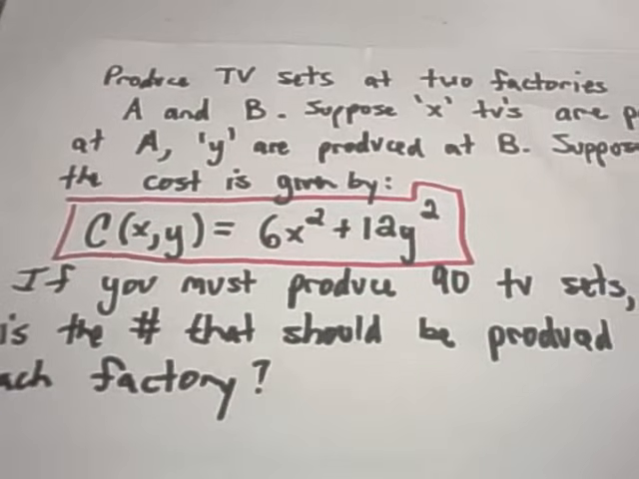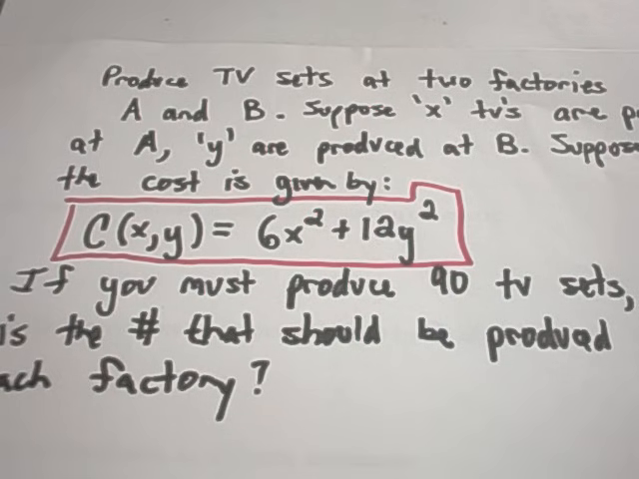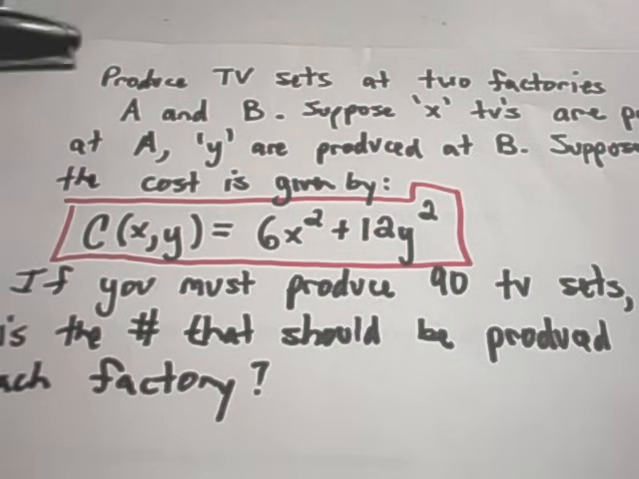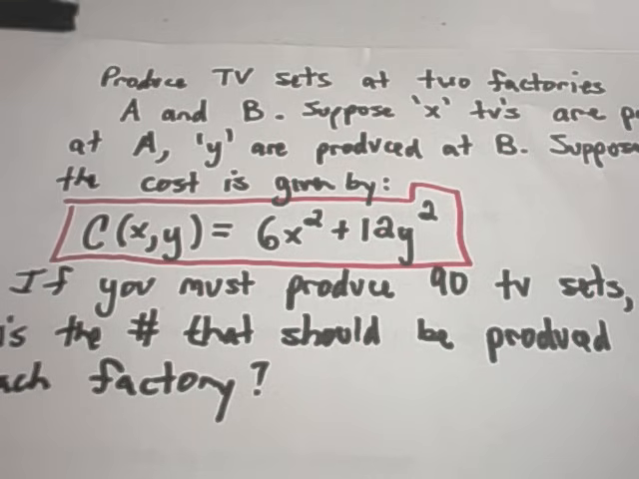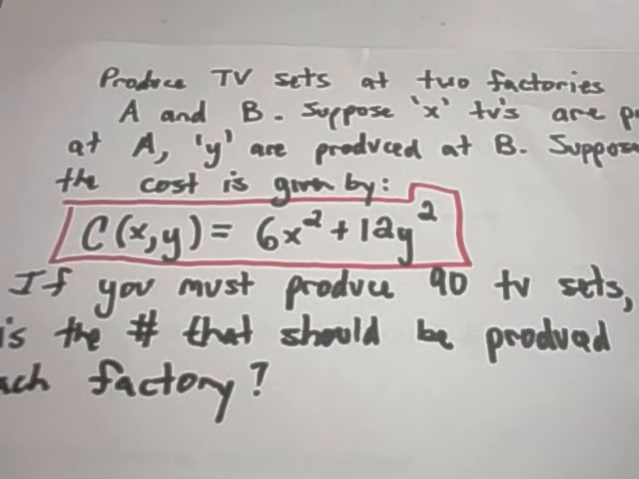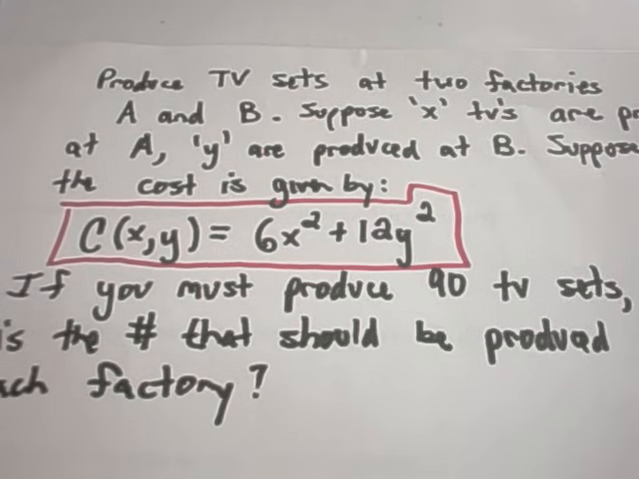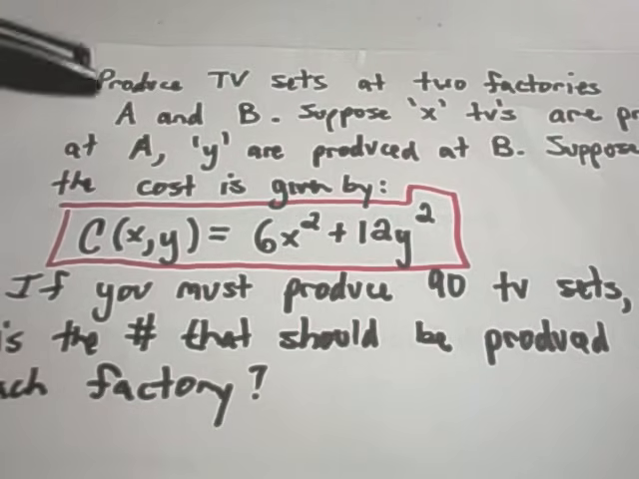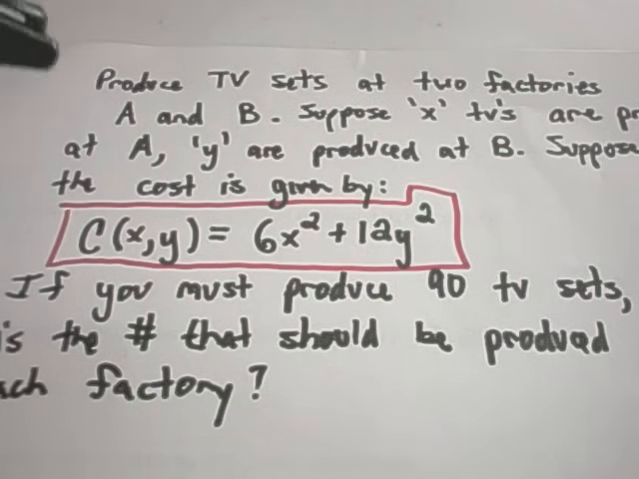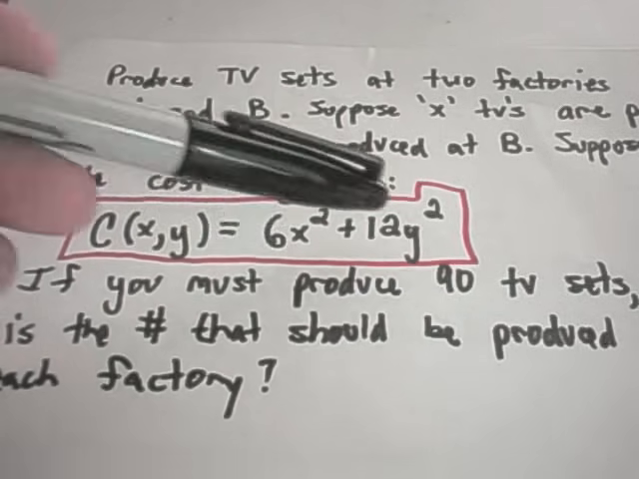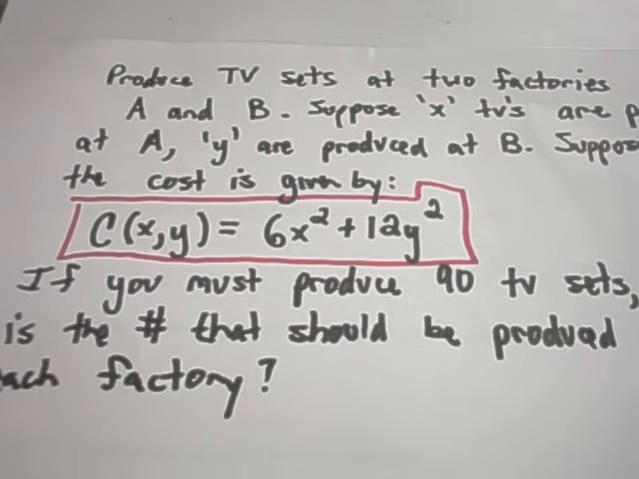Alright, so let's do a concrete example here to make some sense out of this. So just a little bit of a word problem to put it in context. Suppose you make TV sets at 2 different factories. We'll call them factory A and factory B. Suppose you're making portable TVs and plasma TVs. Who cares? Suppose you make x TVs at factory A, y TVs at factory B, and the cost given by the production of x TVs and y TVs is this function: 6x squared plus 12y squared.